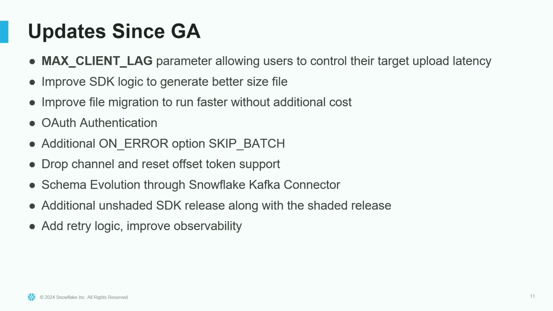So we added the max client lag parameter on the client side. This enables customers to reason about the trade-off between cost and latency. We have also improved greatly our file migration story. So now there are updates on the client side, improvements so that we generate better sized partitions on the server. Also, our file migration runs much faster and scales to much more data throughputs. And we have added a lot of changes which reduces the cost of file migration. And these cost savings are already being passed on to the customer.